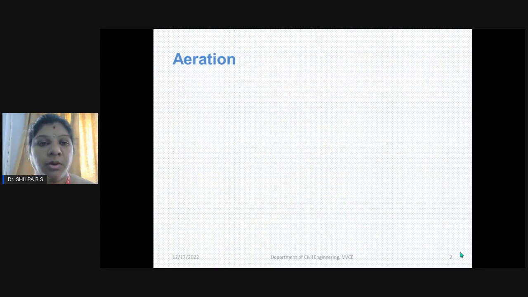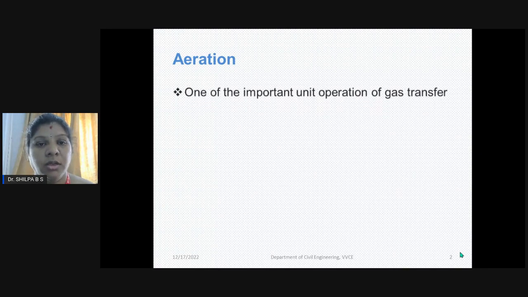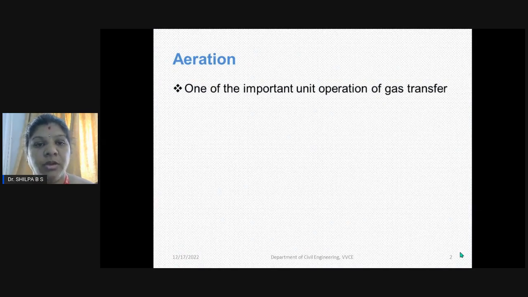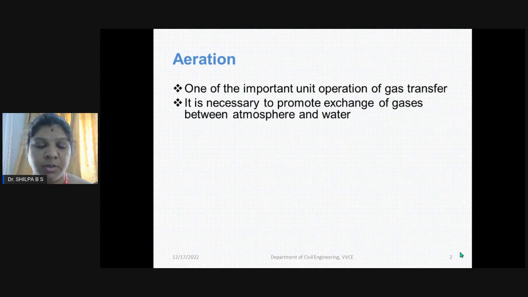To start with water treatment processes, in the last class we learned about what unit operations and unit processes are. So, we are going to start water treatment with aeration. Aeration is one of the important unit operations where gas transfer takes place, and it is necessary to promote the exchange of gases between the atmosphere and water.